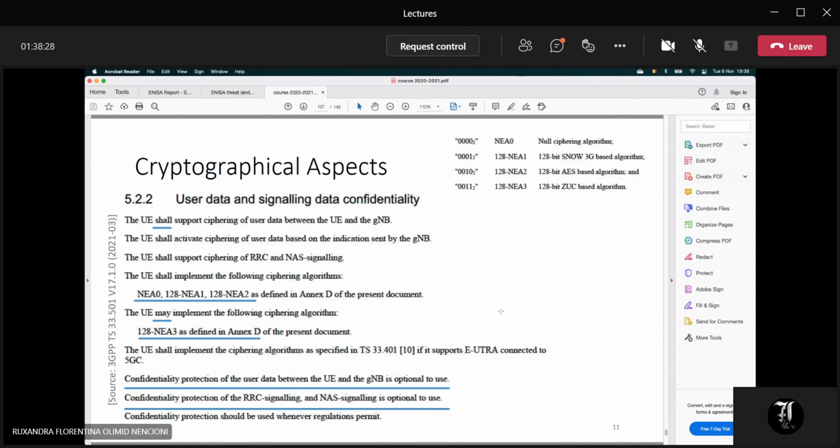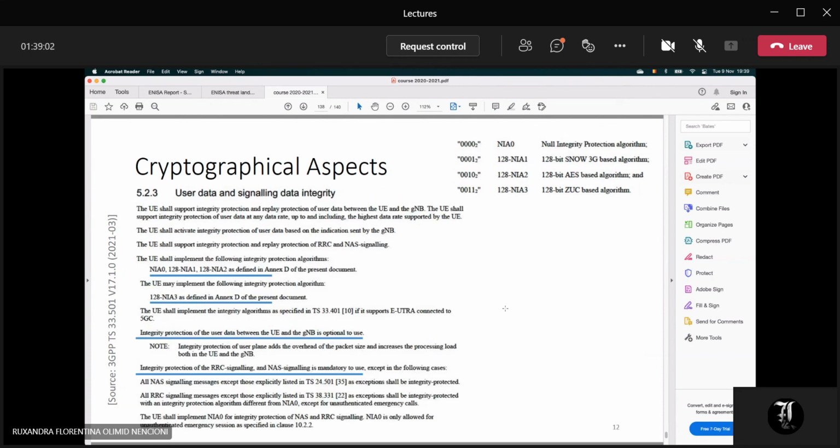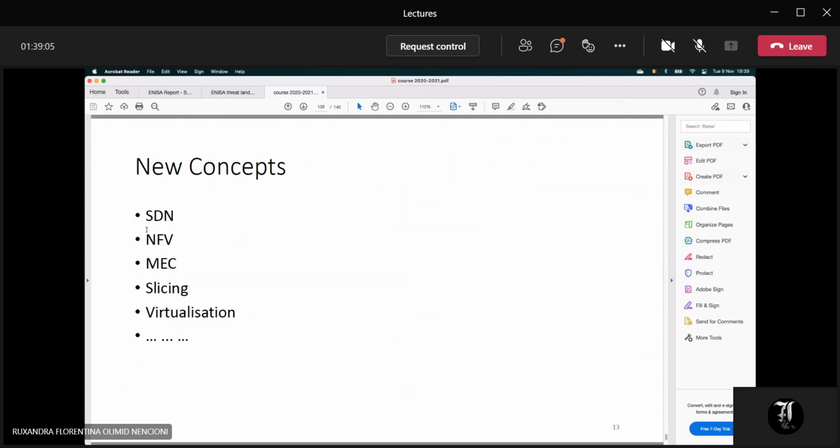Then the cryptographic aspects in 5G, what I'm using. I'm using some specific algorithms, some specific primitives. Do I have some weaknesses here? Because in some specific cases, I can maybe not use encryption. Or maybe I can do a downgrade attack to one of the previous generations. So again, I have a problem. And things like that. And then there are all these new concepts that I've told you that are very nice.